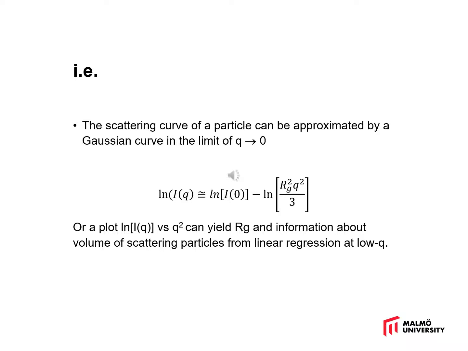So the scattering curve of a particle of a particular size can be approximated by a Gaussian curve in the limit of Q approaching 0. Or to put it another way, if you plot ln intensity versus Q squared, the intercept can yield information about the radius of gyration and the volume of scattering particles from a linear regression.